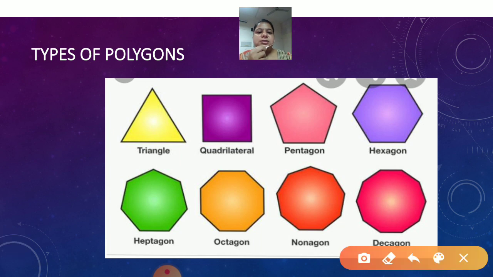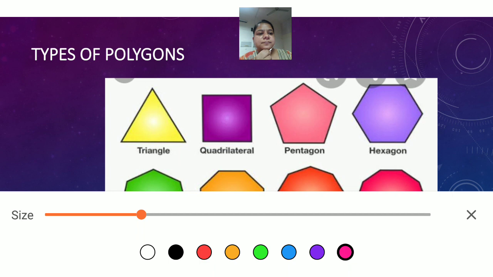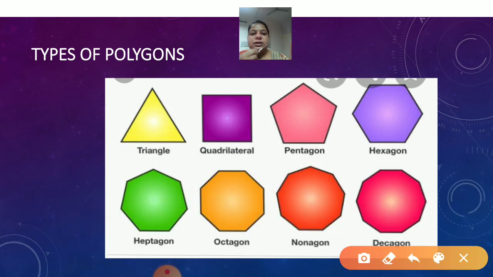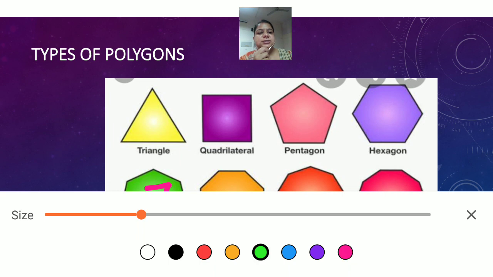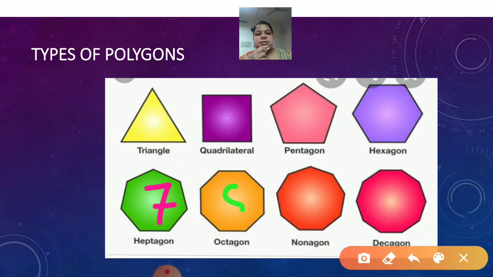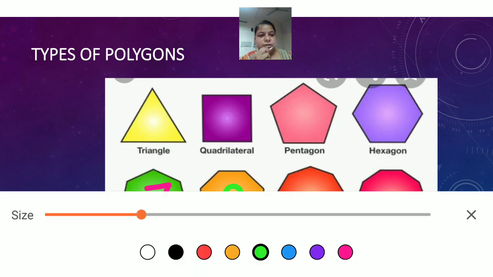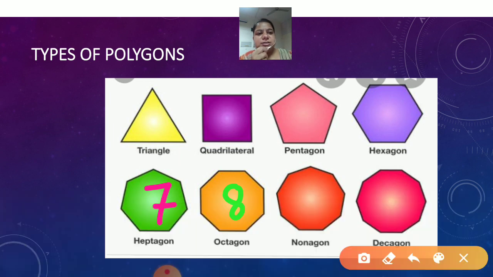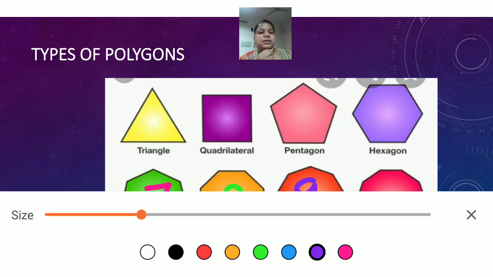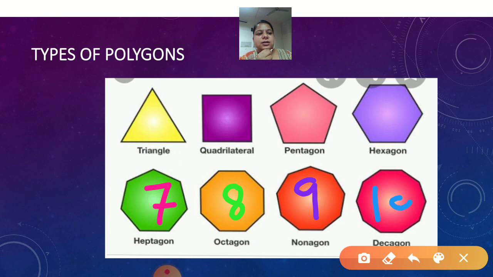Okay. The next name is the polygon with seven sides. It is a heptagon. It is also called a septagon. Septagon or heptagon, one and the same thing. Then what is the name of the polygon having eight sides? Having eight sides, it is an octagon. Having nine sides, it is a nonagon. It is a nonagon. Okay. Then next, having 10 sides, it is called a decagon.